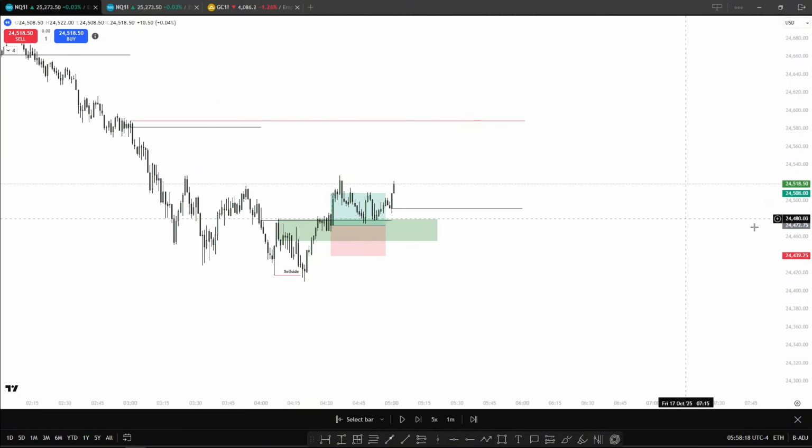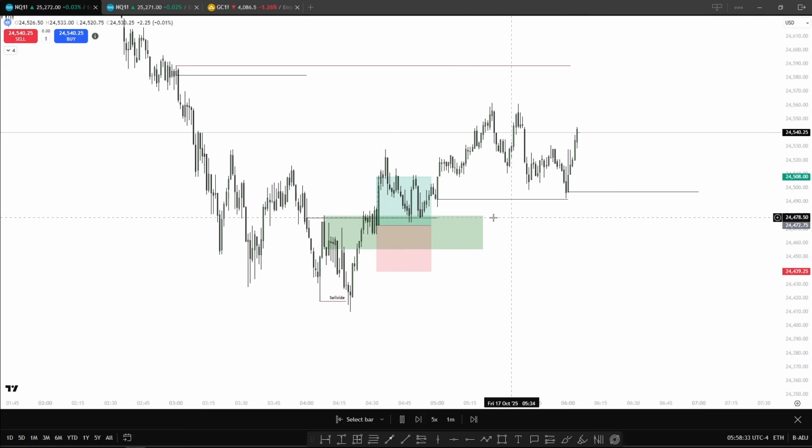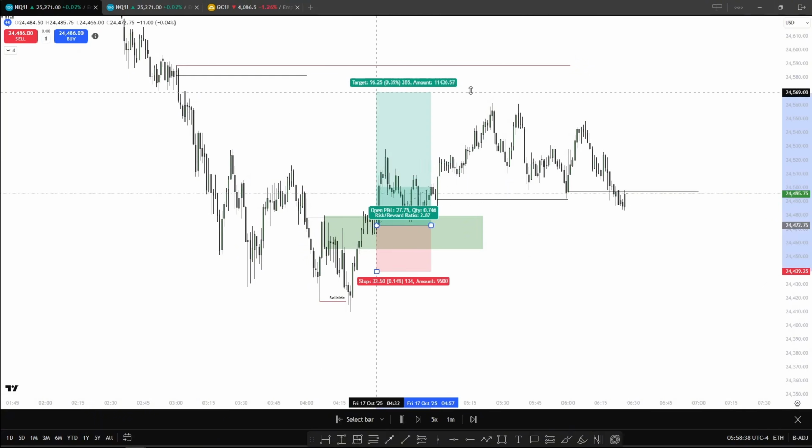We can see bodies are respecting perfectly. Wicks do damage, bodies tell the story. Good. We're going to continue playing this forward. Again, this is all a fake market structure shift, okay? Because we know our real target here.